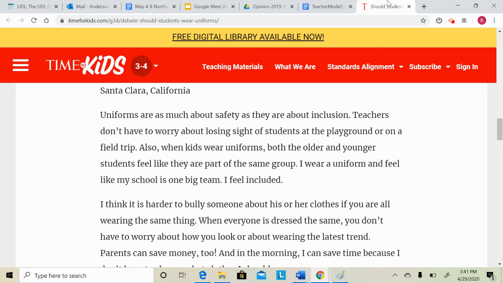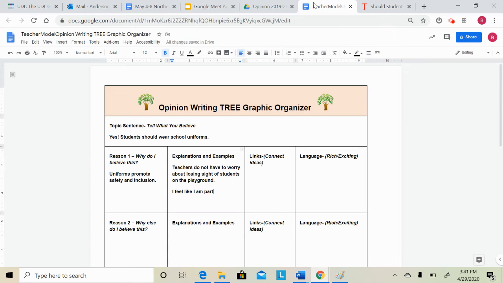I want to make sure I get this right, so I'm going to go back to the reading again. "I feel like my school is one big team, and I feel included." So in this way, you can see that Yuna's explanations and examples. Whoa, what did I do with my spelling there? Yuna's explanations and examples connect back to her reasons.